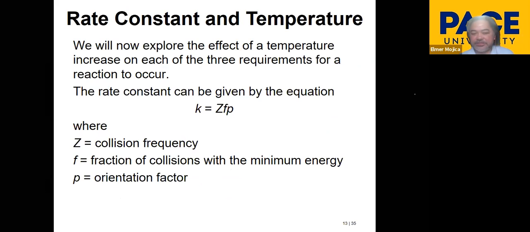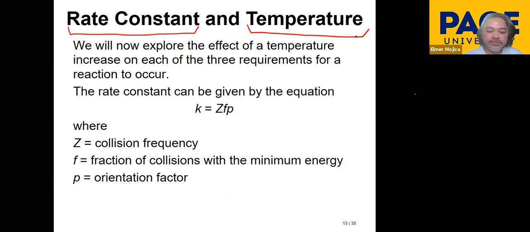Before we go about this collision energy, let's look at the factors that affect the rate constant k with respect to temperature. The rate constant, the small k, can be given by Z times F times P. Here you will see how temperature really affects the rate constant. Z is the collision frequency.